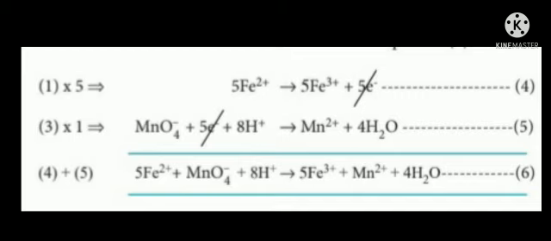The addition of the two half reactions gives the balanced equation. Hence, we balanced the redox reaction using the ion-electron method or half-reaction method. Hence, we completed the topic ion-electron method or half-reaction method. In this video, we discussed two methods for balancing the equation of redox reactions, namely the oxidation number method and the ion-electron method or half-reaction method.